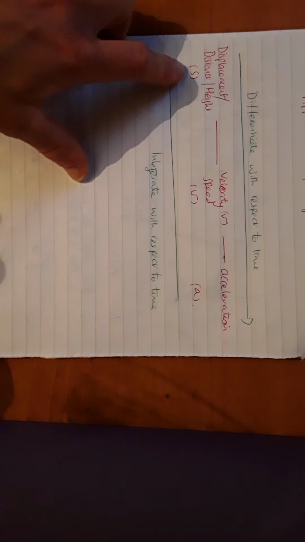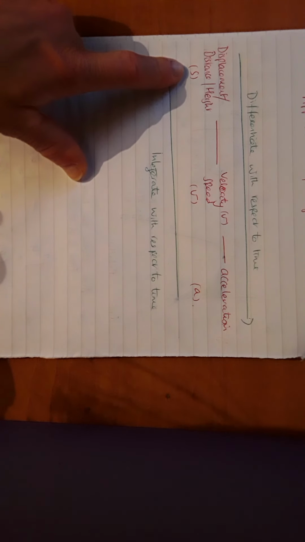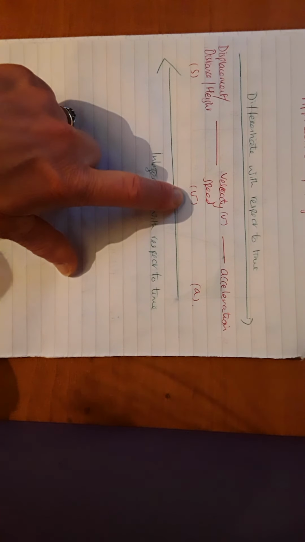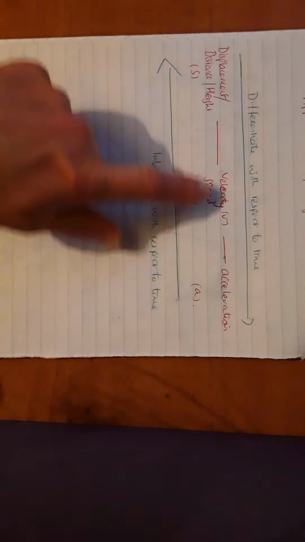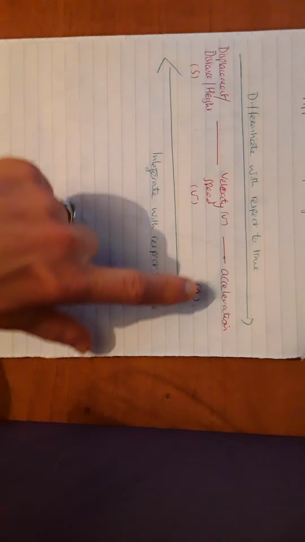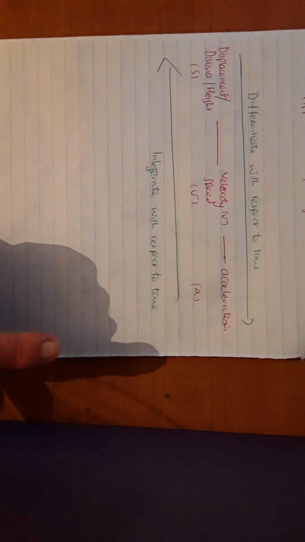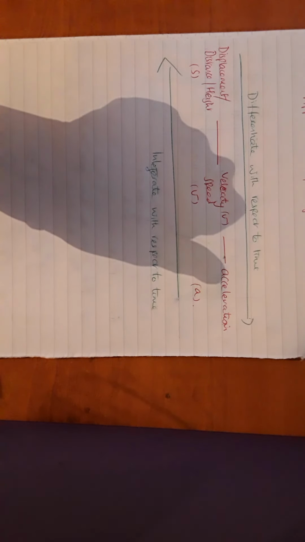Generally the letter used to denote distance or height is S. The letter used to denote velocity or speed is V, so don't get confused. You might think S would be speed, but it's not, it's V. And then acceleration. So now in integration, if you have wordy type questions, you work in the opposite direction.